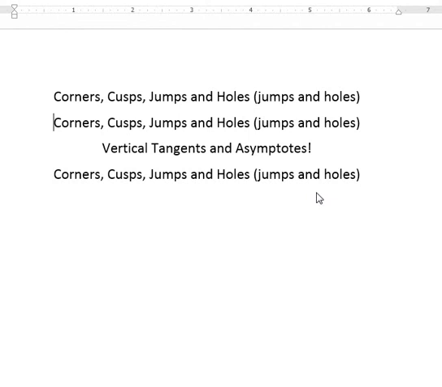Like in the middle of the AP test, we're just going to do it. But we need to add something to the song so we remember that this is non-differentiability. Non-differentiability song. Okay, we could go 5, 6, 7, 8. Non-differentiable. Corners, cusps, jumps and holes. Jumps and holes. Corners, cusps, jumps and holes. Jumps and holes. Vertical tangents and asymptotes. Corners, cusps, jumps and holes.